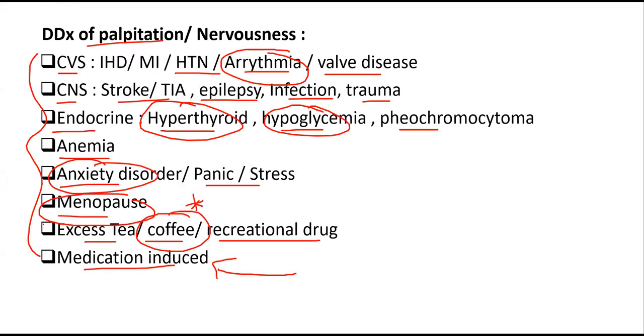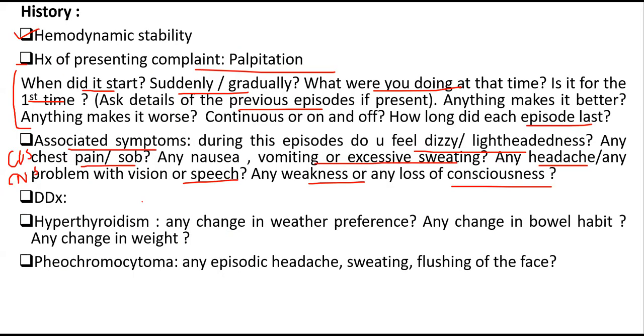So next, after CVS and CNS, you have endocrine. So ask endocrine questions for hyperthyroidism. Ask about any recent change in your weather preference. A patient who has hyperthyroidism feels hot and sweaty all the time, and will usually prefer cold weather. So you ask the patient about any recent change in weather preference. If the patient doesn't understand it, you can directly ask, do you feel excessively hot and sweaty all the time?